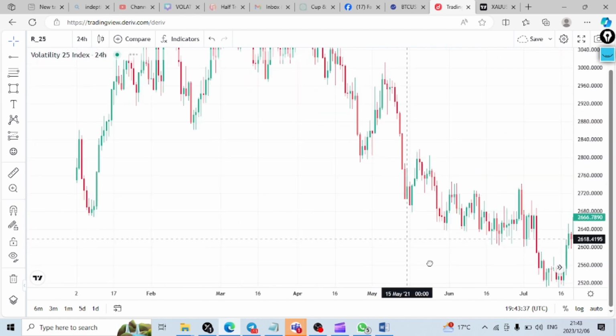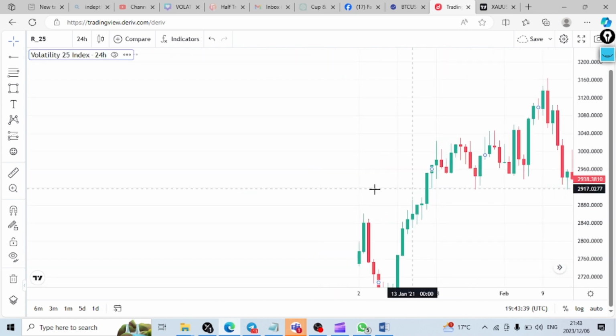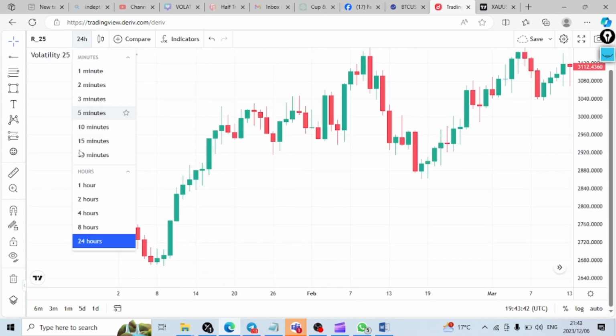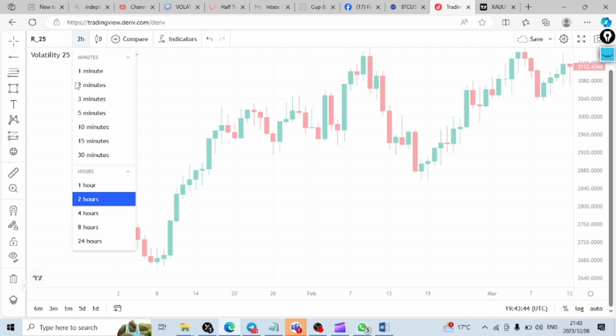Normally selling bearish, price is moving up. Let me quickly go to the 4-hour chart.